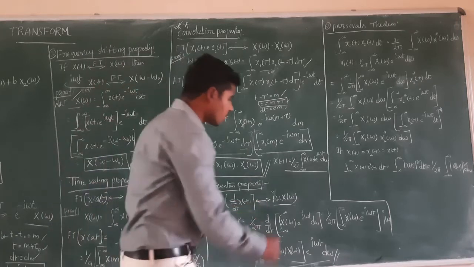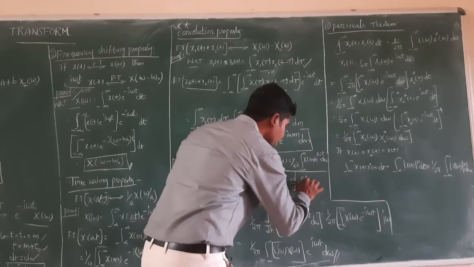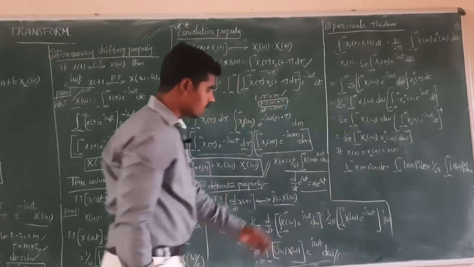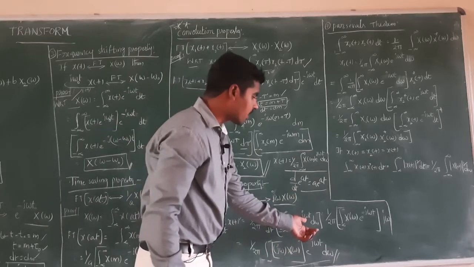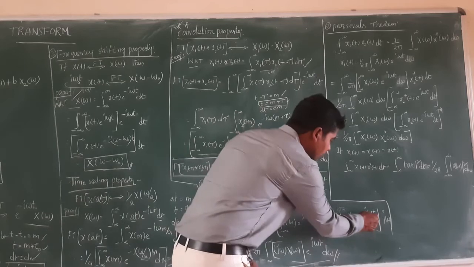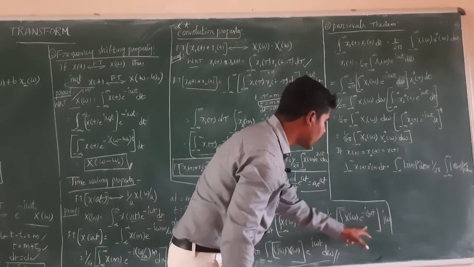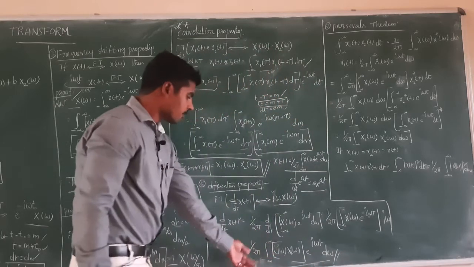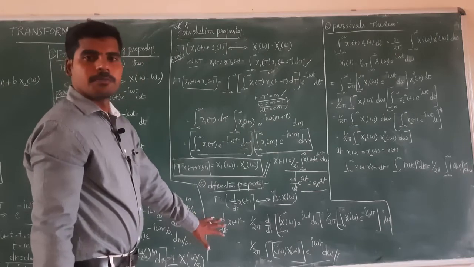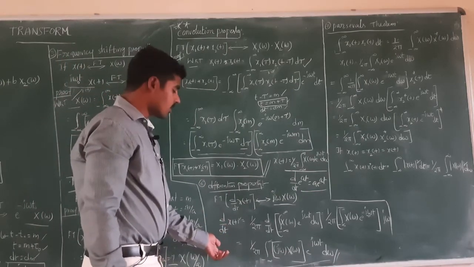Now d by dt of, suppose, a into e power at. This is also a basic formula. In this format, omega is a constant with respect to e power j omega t, so the constant is like a in a into e power at. So that is the differentiation property. I hope it is also very clear, guys. If you have any queries, please ask in the comment section.